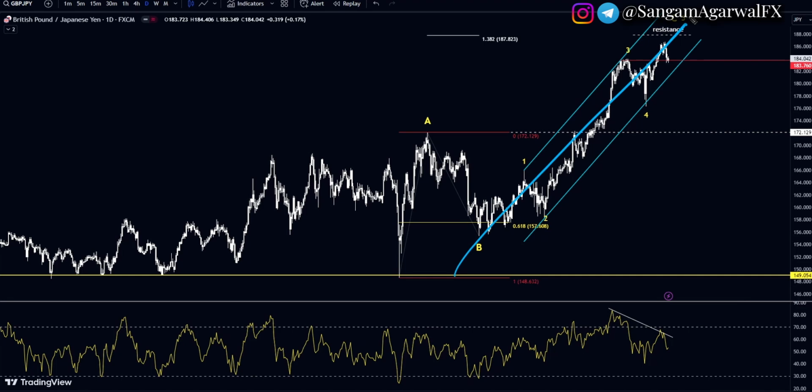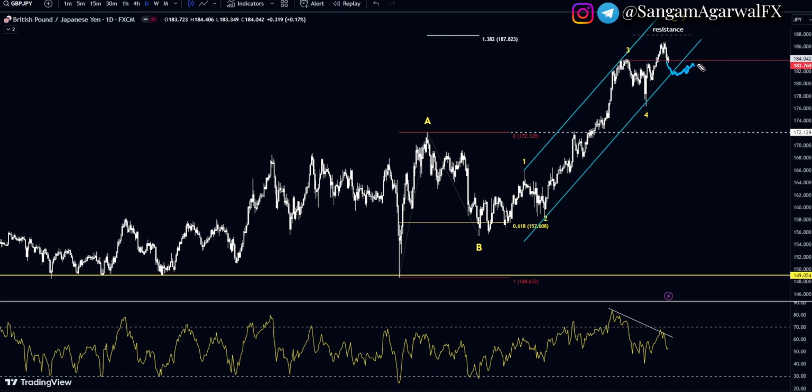GBPUSD price is still trading inside this parallel channel, and right now we are in wave C. So if price breaks out below 183,760, your horizontal support, then you can say reversal has started. So wait for this.